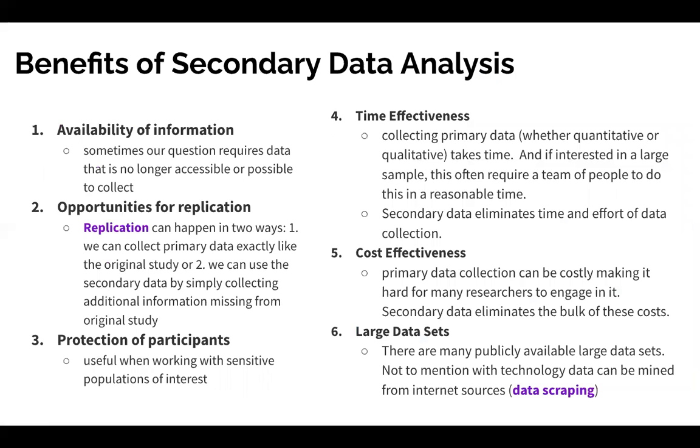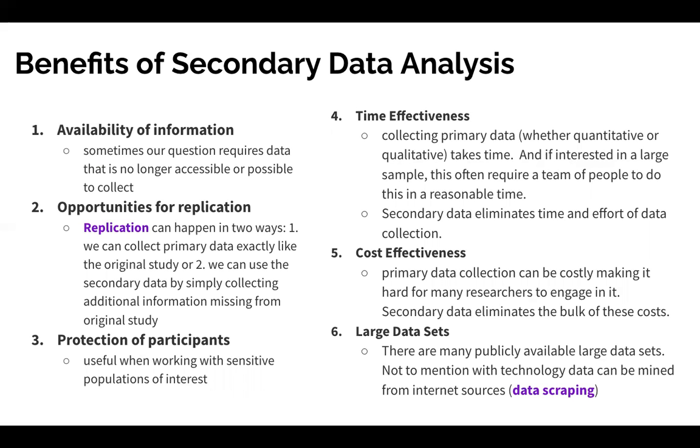Your book goes over some benefits of secondary data analysis. They identify 6. I don't have a whole lot to add here, so a lot of this is just the material from the textbook. The first benefit is the availability of information. Sometimes our question requires data that is no longer accessible or possible to collect. This is certainly true if you are asking any type of socio-historical question, where the people are no longer alive, or the phenomenon is no longer occurring, and you need to go back and get data about the past.